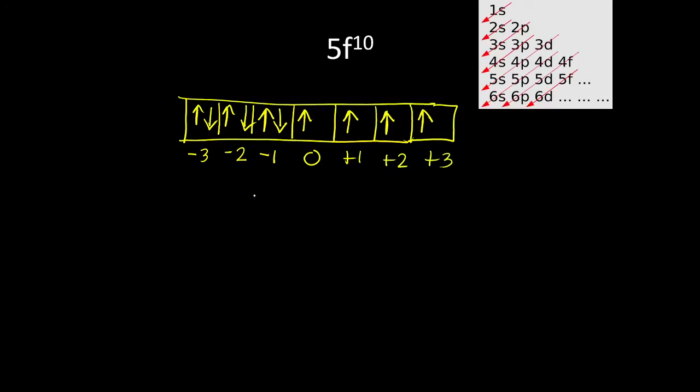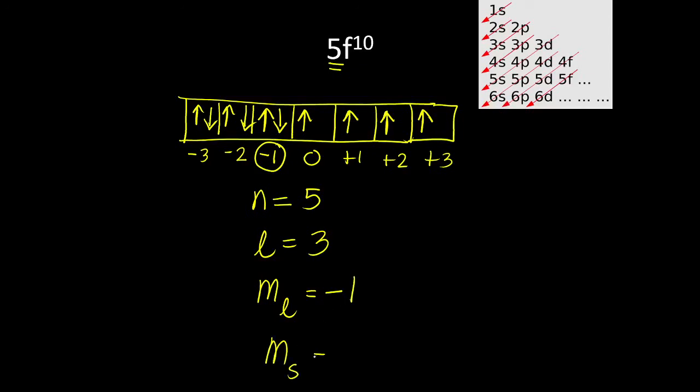Let's start with the principal quantum number. How much is that? The number 5. What about the angular momentum quantum number? 3. What about the magnetic quantum number? Negative 1 ta, last ni butang. And the spin quantum number? Negative 1/2. Is everything clear now?